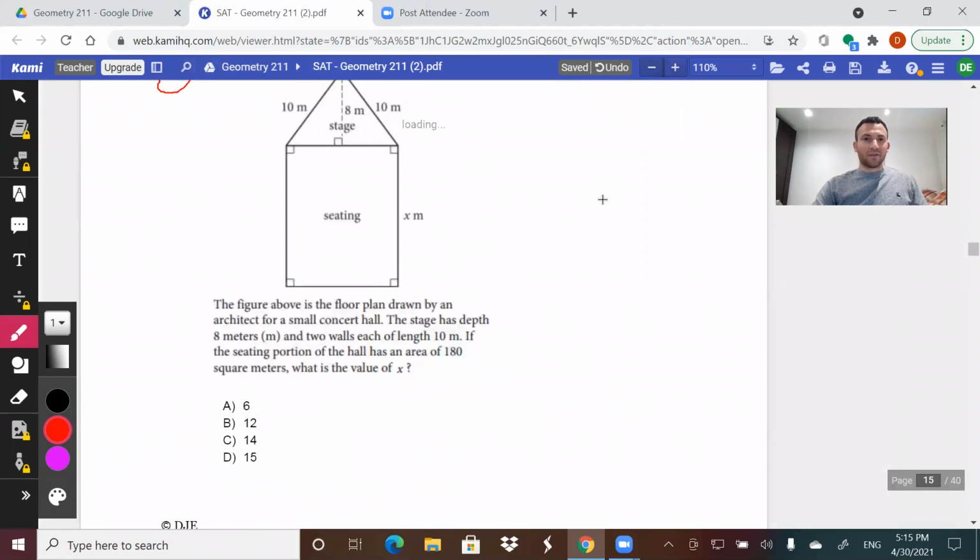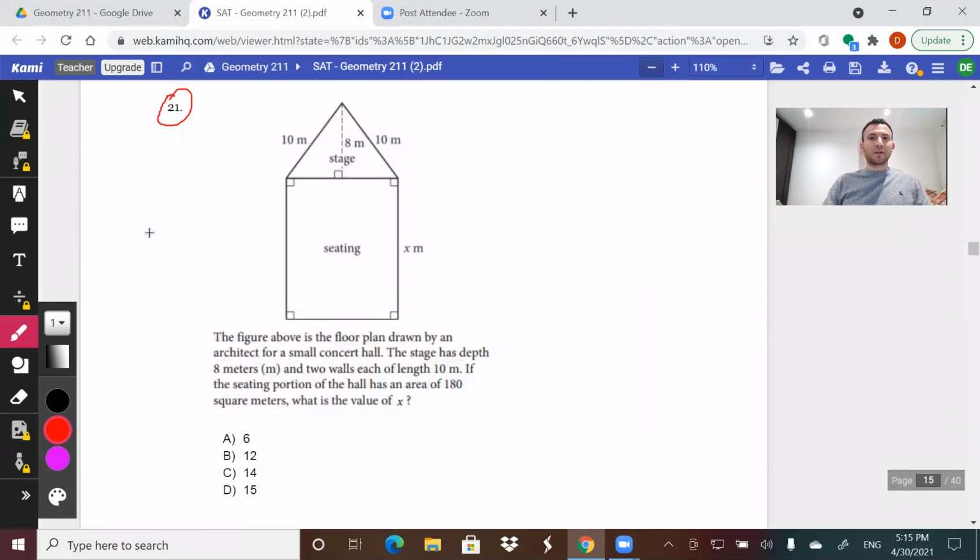Yeah, I thought I could fit it. Almost. Sorry, a little bit of an eye test here.